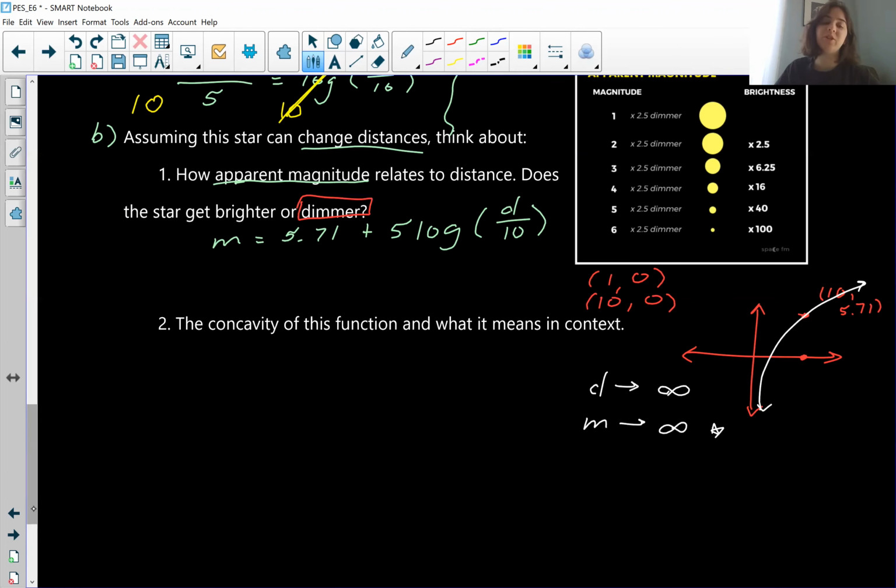Okay, and then one more part to this question. What is the concavity of the function? And what does it mean in context? So we already saw a problem like this, but we can see from the graph that it's concave down. And what we know about concave down is that the slopes are decreasing. So what do I mean by that? If we draw our tangent lines, you can see that it's super positive on the left, but then it just kind of flattens out as we move along the curve. So the slopes are decreasing.